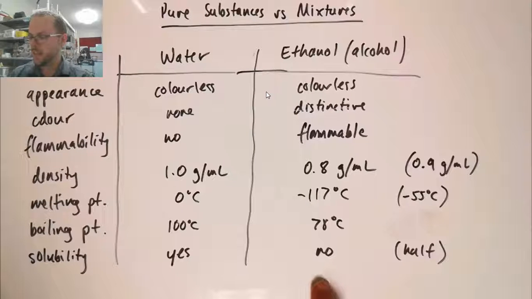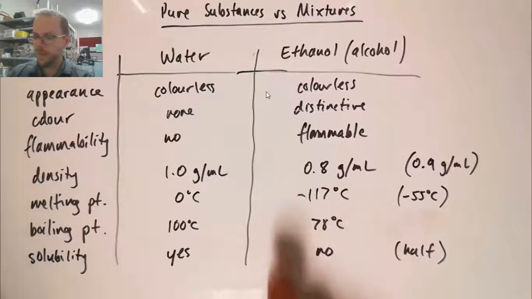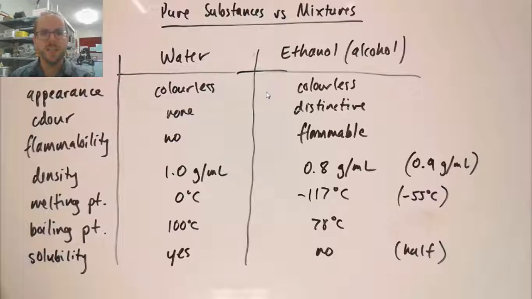So we can see that with mixtures we can use the properties of the parts of a mixture to help separate them, whether it's solids and solids, liquids and liquids, and we can use these differences in these physical properties to separate all kinds of mixtures.